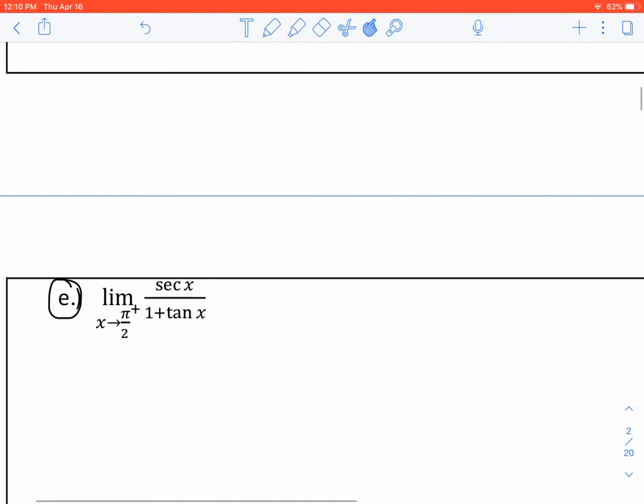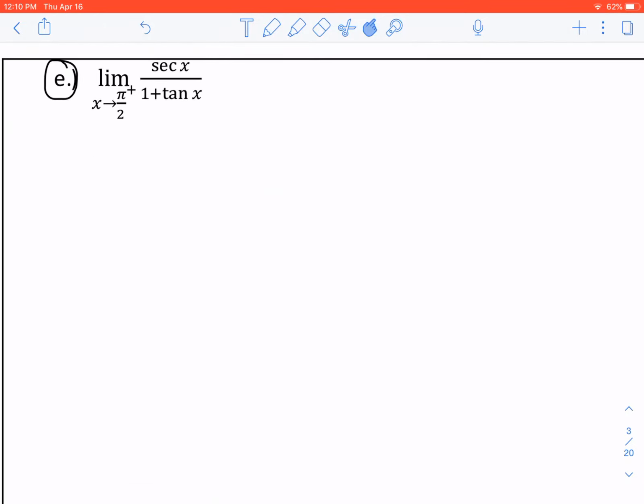Okay, on to the next page. E, we will look at together. My suggestion is to refresh yourself about what the graph of secant of x looks like so you understand what's going on and what tangent of x looks like.